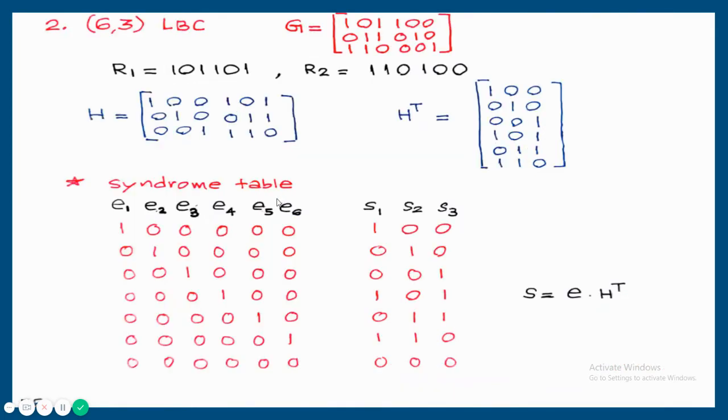Next example is the 6,3 linear block code. The generator matrix is written here: 1 0 1 0 1 1 1 1 0 1 0 0 0 1 0 0 0 1. This is P I format. Again, this we have studied when we studied the encoding, the 6,3 encoder, how to design the generator matrix. There are two received codes written here, 101101 and 110100. For each received code, finally, we want to get the data bits back.